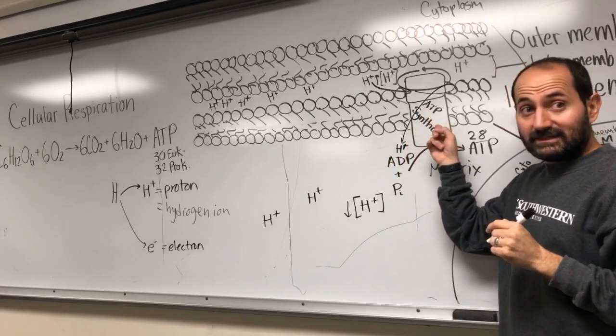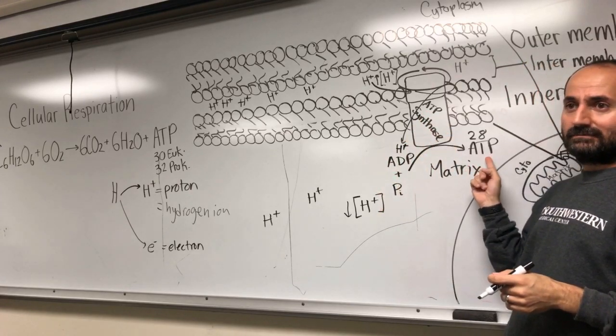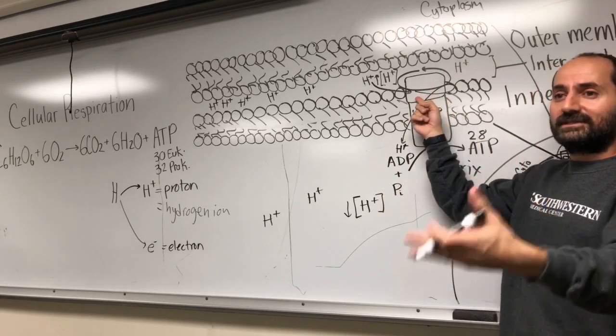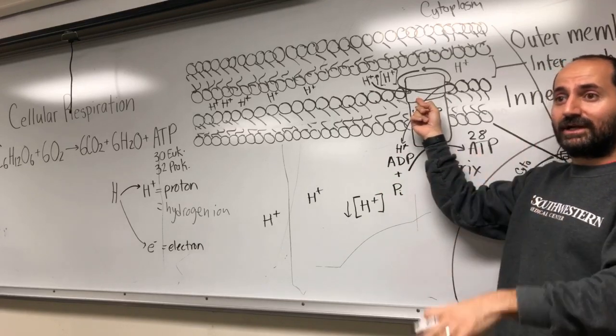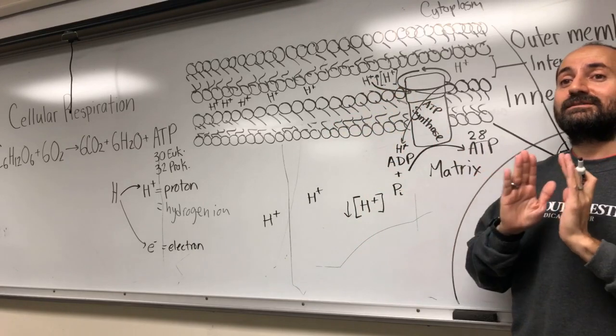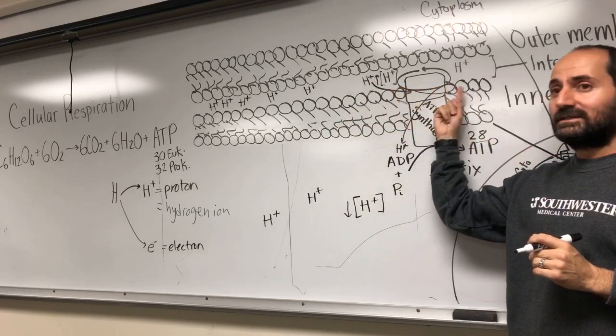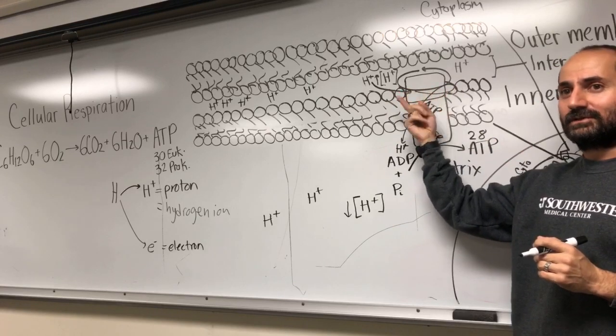So the ATP synthase is not only an enzyme that makes ATP, it's also a carrier. Remember carrier transporter? It'll allow the proton to cross, but not for free. It says, okay, you can come in, but you have to spin this turbine. You have to spin this motor.